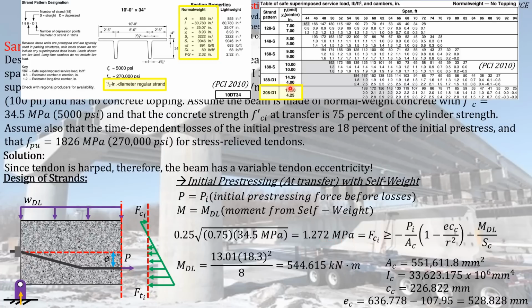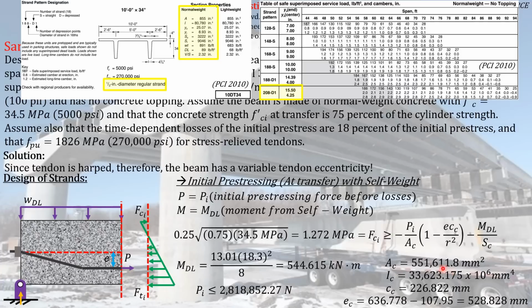So again, the distances specified here are just the distance of the pre-stressing reinforcement with respect to the bottom of the section. So if we will actually compute for the eccentricity, we just have to subtract the distance of the centroid to the bottom of the section from this distance that we are seeing here at center, since we are considering the midspan section. So the resulting eccentricity will be equal to 528.828 mm.